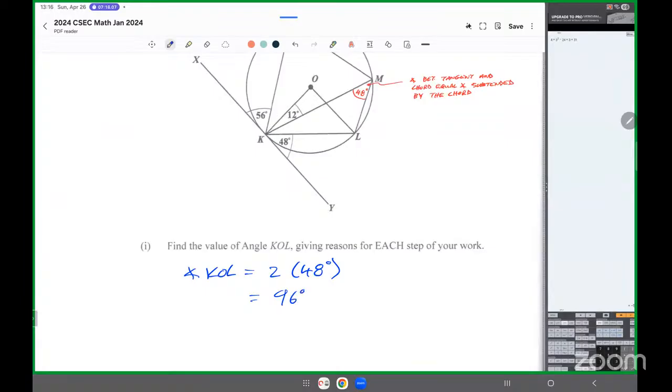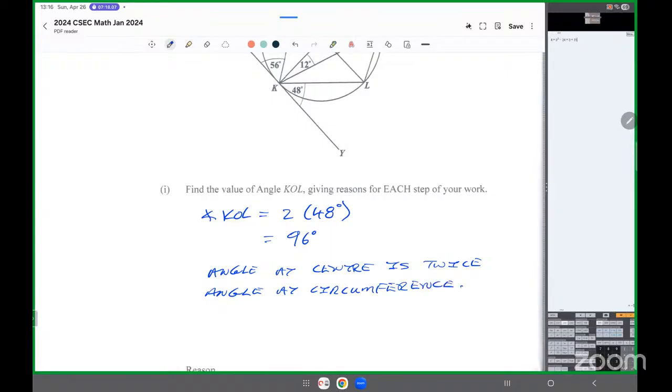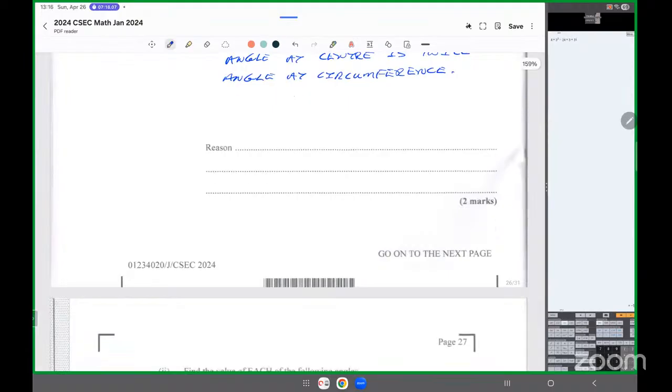96 degrees. Reason: angle at center is twice angle at circumference. And that is it. Next angle that I want is what?